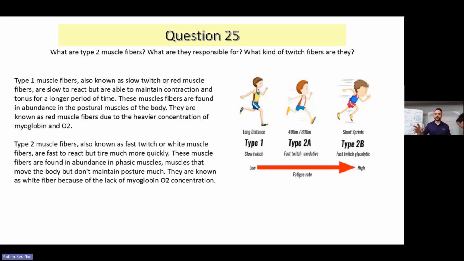Now, the difference between type 2A and type 2B, you don't need to know any of that, it's basically just the different contractile properties and length of life, essentially. But we'll give you a couple things to think about. One, type 2 muscle fibers are bigger than type 1, which usually matters if you're trying to make your muscles look bigger. But also, type 2 muscle fibers, as we said, are phasic. So let's go into those words real quick. Postural versus phasic.